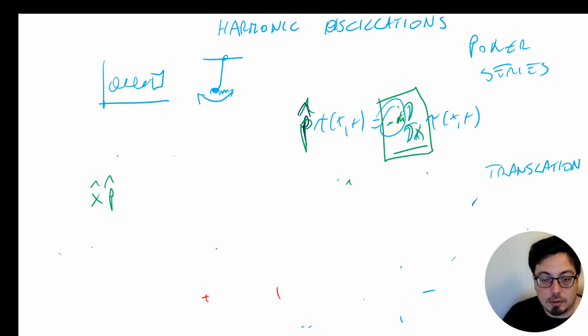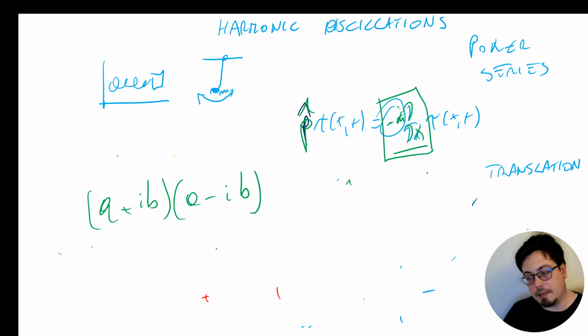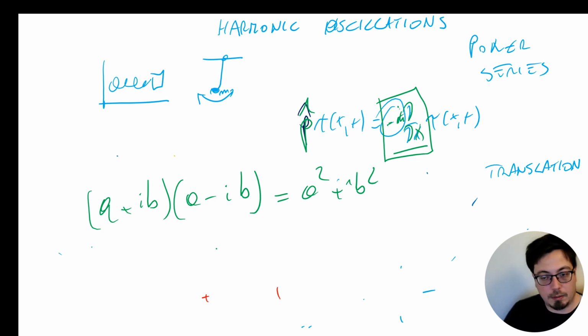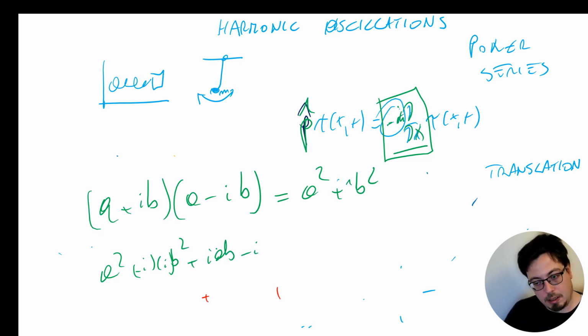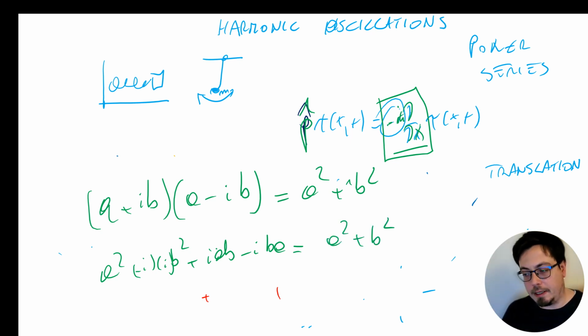Last bit that I want to do is to show you one thing. Consider this expression, a plus ib times a minus ib, complex numbers. This is a squared plus b squared. We can do it because it's a squared plus b squared plus i b a minus i a b, and this is exactly a squared plus b squared. Okay, this is fine.